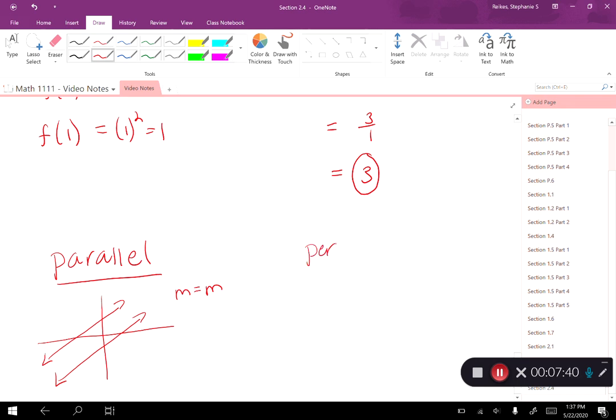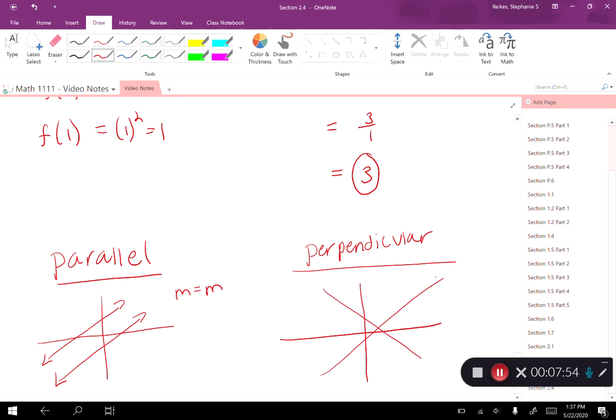But for perpendicular lines, I think I did a picture up above, but I'll do it one more time. All right, on an XY coordinate plane, there are going to be two lines that crisscross each other, and they make a 90-degree angle. And so if one slope is positive m, then the other slope is going to be negative 1 over m.